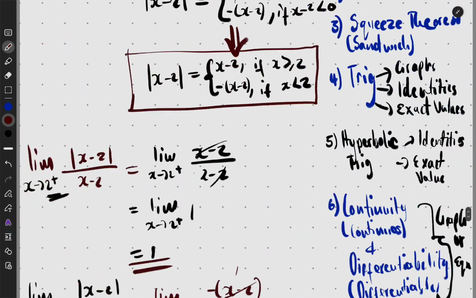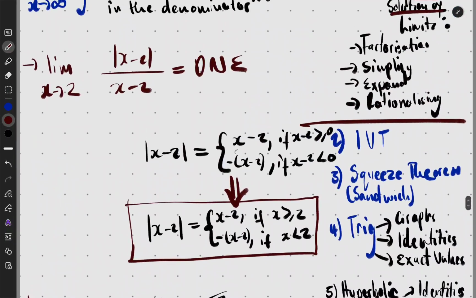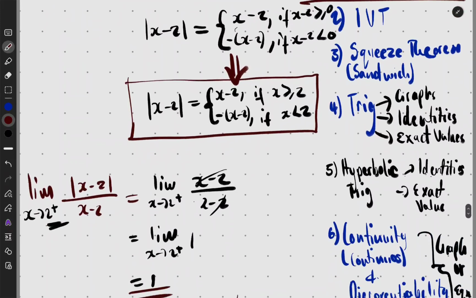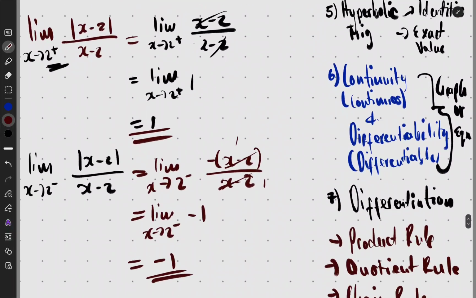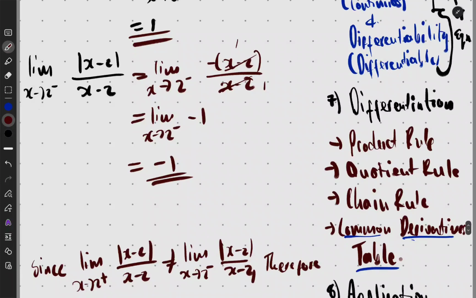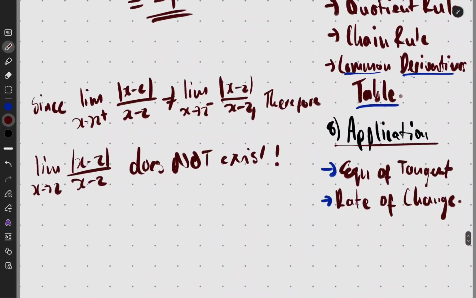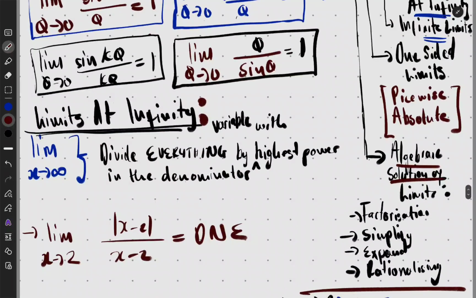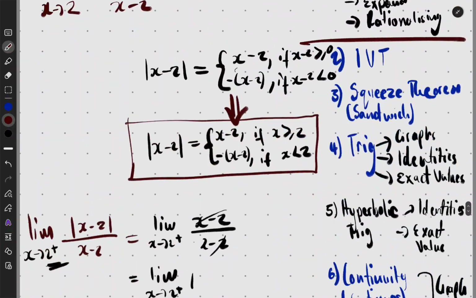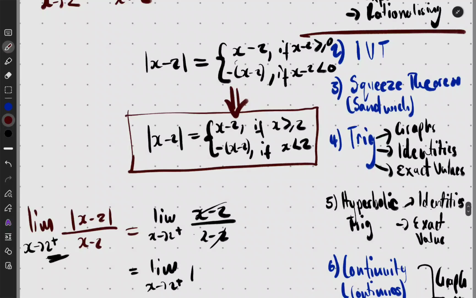Now the next thing, so here it is done. Section 1 is done. Now the next thing we'll see is intermediate value theorem and squeeze theorem and trig and hyperbolic trig and the continuity and differentiability of things. Then we'll see differentiation and its application. And then you'll be saying, bravo! So you see, 1 is down already. The next is going to be a walk in the park as well.